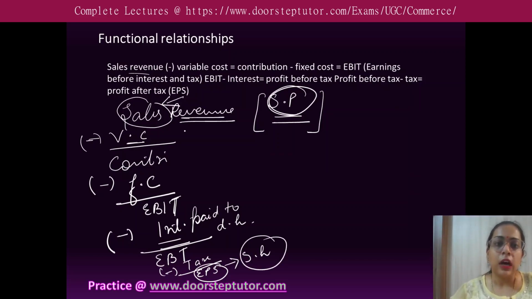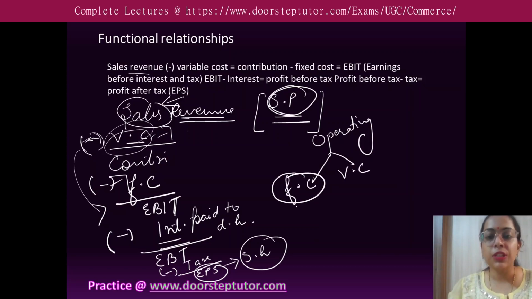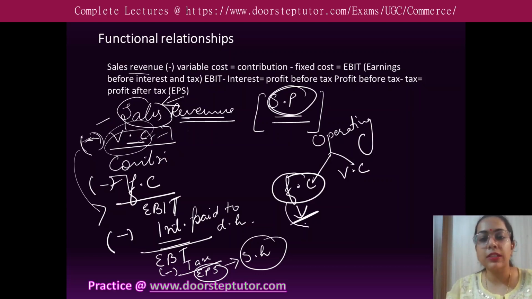Operating cost is of two types: fixed cost and variable cost. Fixed cost is the cost which remains fixed. It doesn't change with the change in sales. It is not related to your output, how many units you are producing. Whether you are producing zero units or 100 units, whether you are running in profit or in losses, you have to bear this fixed cost. It remains fixed.